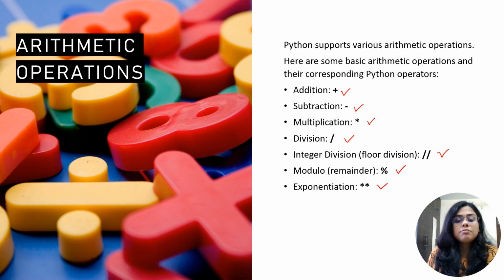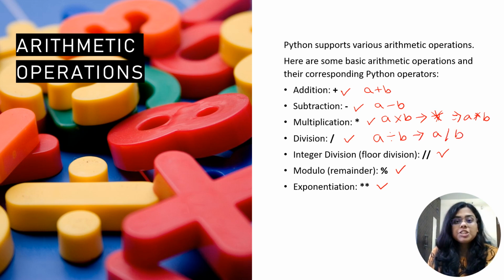So what is addition? Addition is simple. We know what addition is. You add a plus b, that becomes an addition. What about subtraction? You do a minus b, that becomes subtraction. For multiplication, that is a into b, we use this particular star, which denotes multiplication. So it becomes a star b. For division, a divided by b, we go with a slash b.